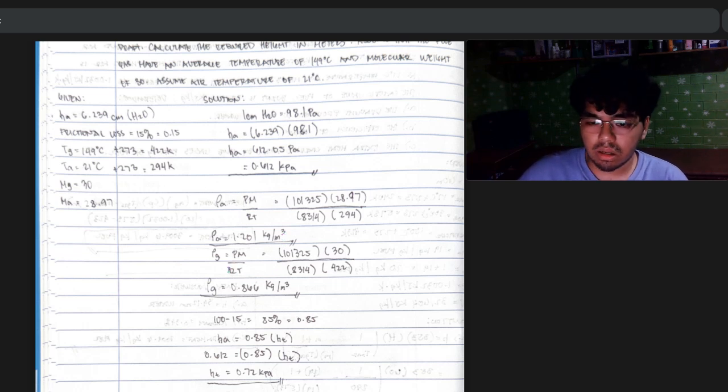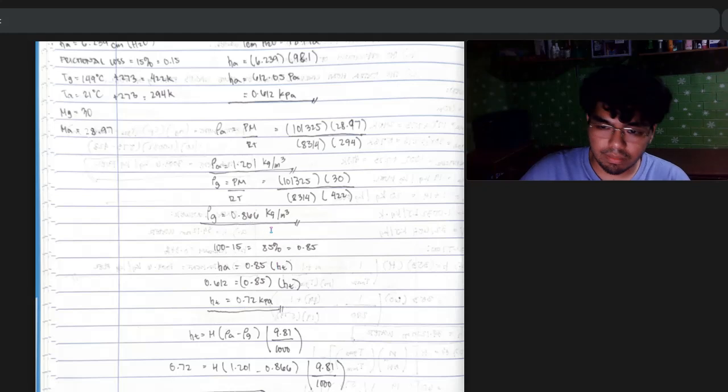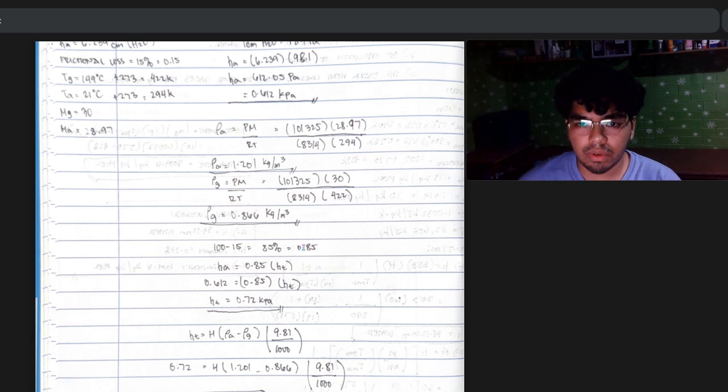Next, the density of gas, PM over RT, same formula, but a different M, which is 30. And the density of gas is equivalent to 0.6866 kilogram per cubic meter. Next, since the frictional loss is equal to 15%, subtract it from 100% and we get 85%, which is equivalent to 0.85.